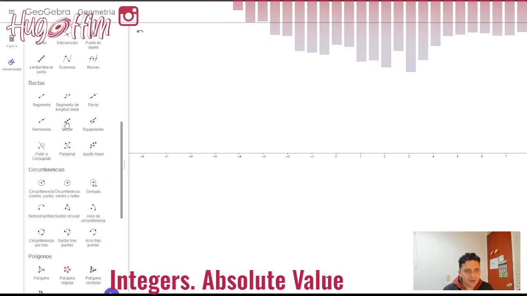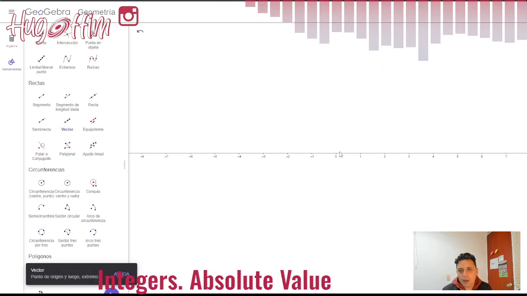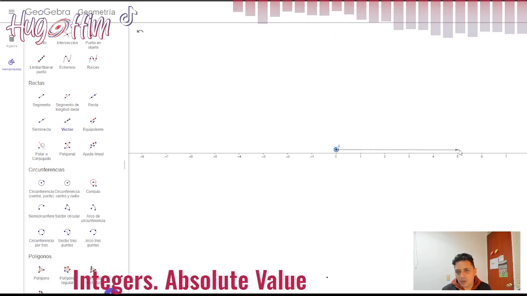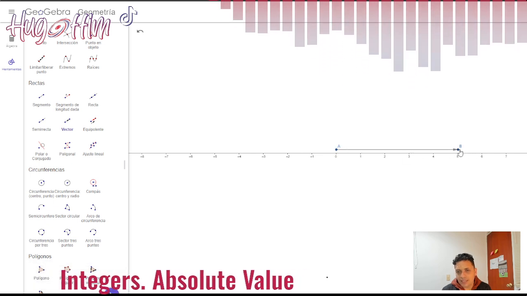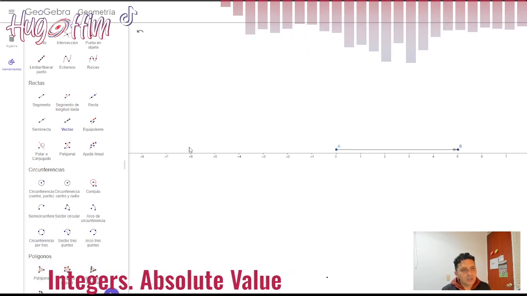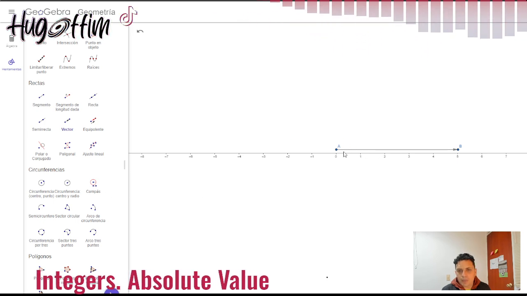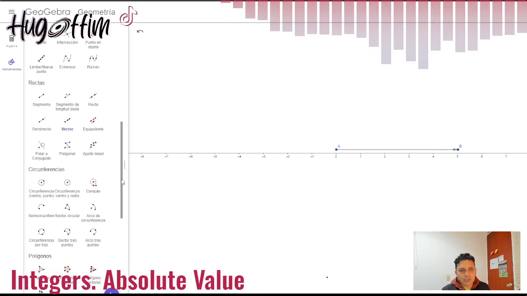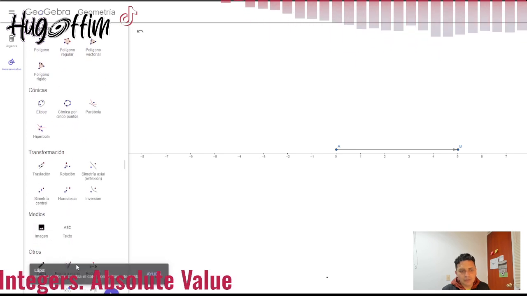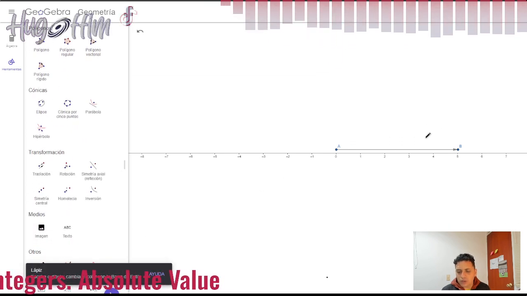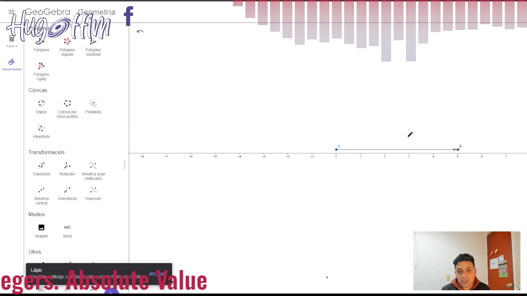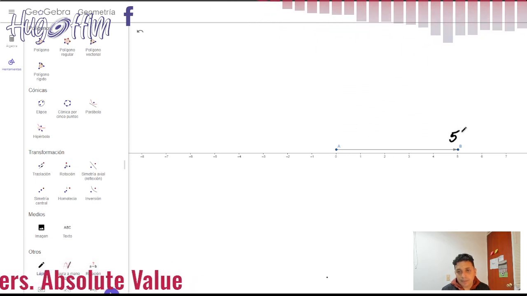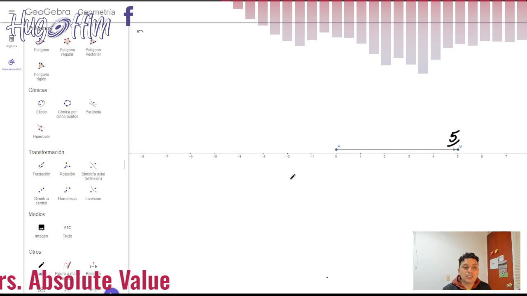Let's say, for example, I'm going to picture positive 5. I'm going to imagine that it is an arrow that goes from 0 to positive 5. And this is going to be my number 5. So imagine that positive 5 is just an arrow that goes from 0 to 5. This is going to be the integer 5.